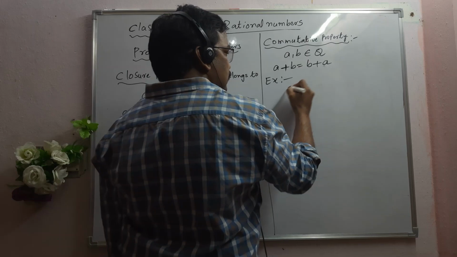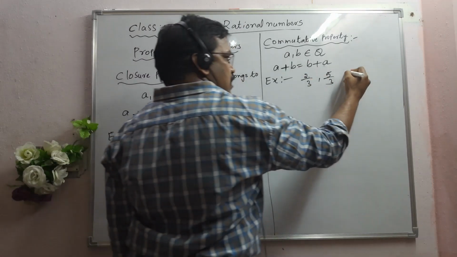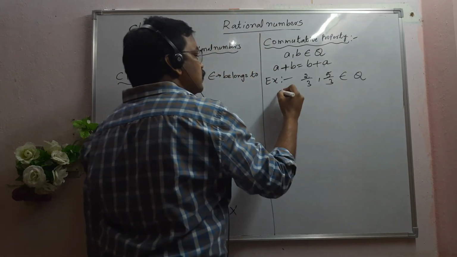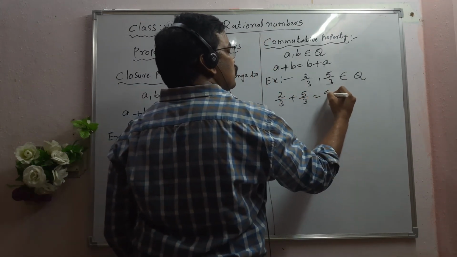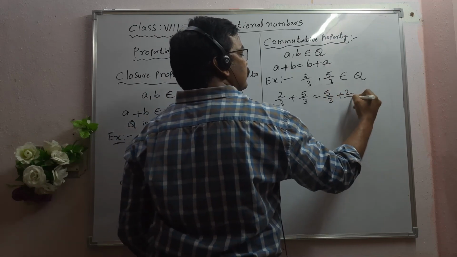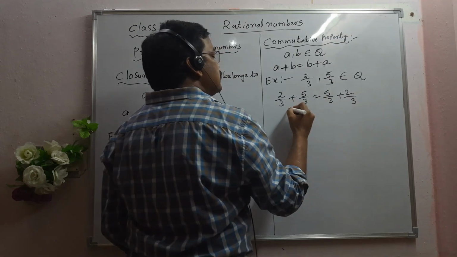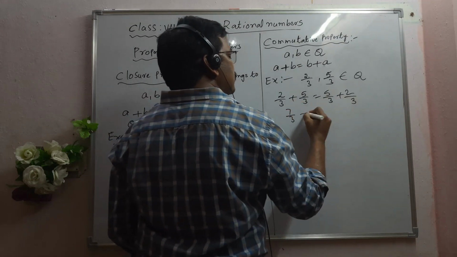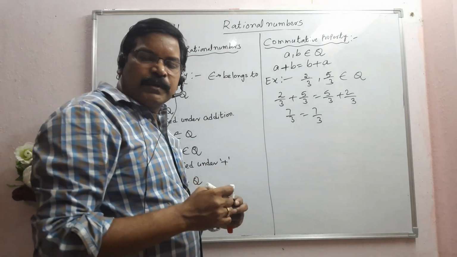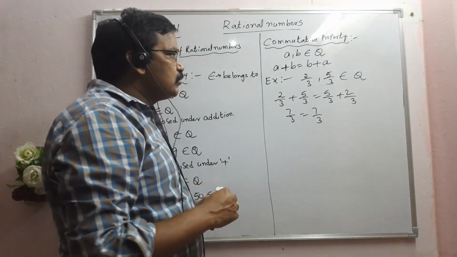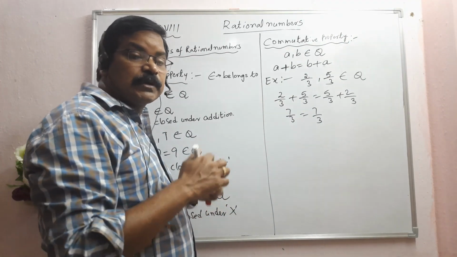Example, take 2 by 3 and 5 by 3. They belong to Q. So 2 by 3 plus 5 by 3 is equal to 5 by 3 plus 2 by 3. A plus b is equal to b plus a. That means 7 by 3. Here also 5 plus 2, 7 by 3. Both are equal. They satisfy the condition. Therefore, this is called commutative property with respect to addition.